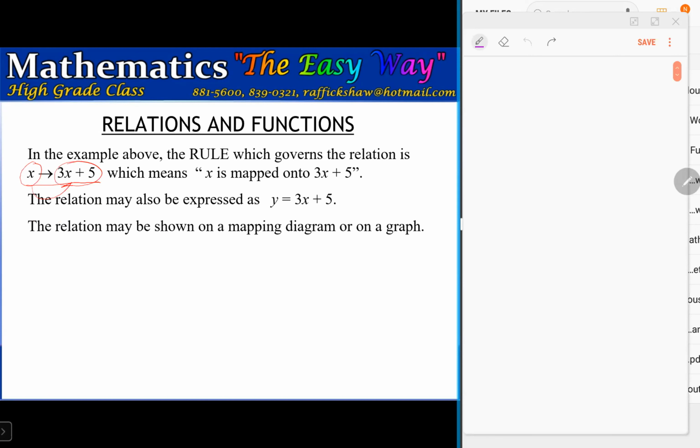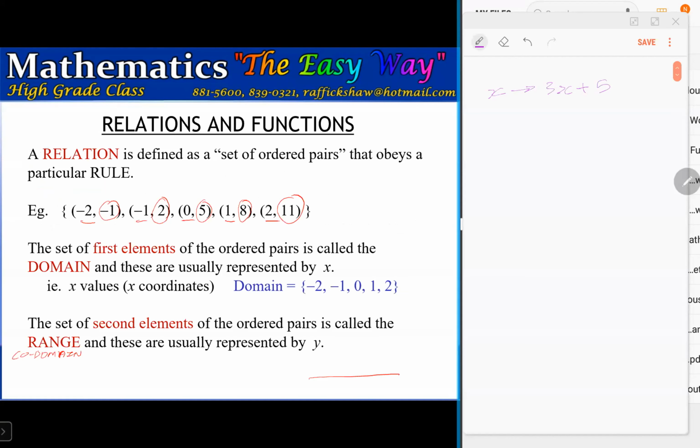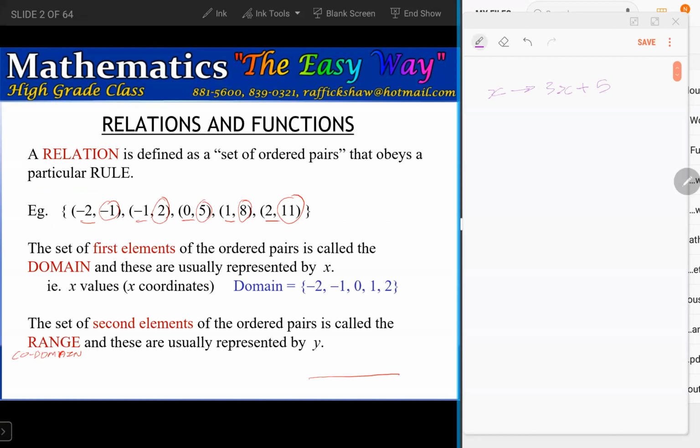So the relation can also be shown on a mapping diagram or on a graph. But let me give you one example first. So we are saying that the relation is that x maps onto 3x plus 5. We'll just look at a couple of the values and show why that is so. Let me clear this off before we move on.